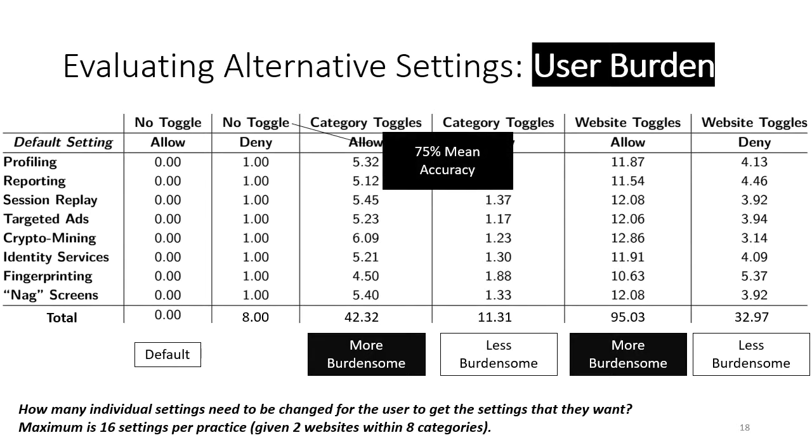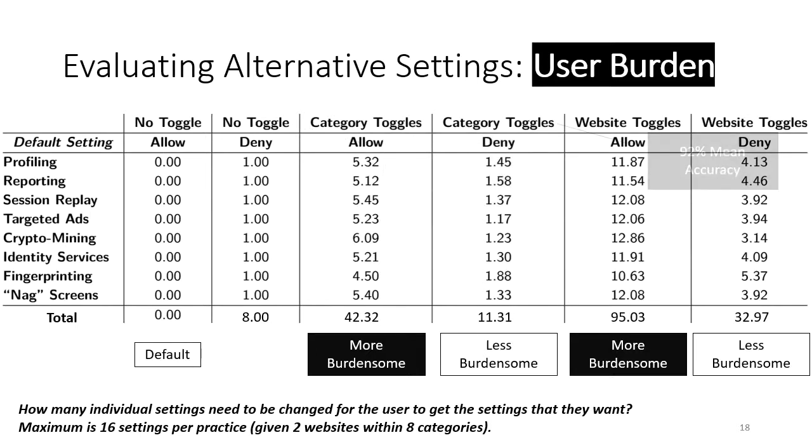The no toggle deny settings overall give a good improvement in accuracy, but still only about 75% overall. So this is a reasonable trade-off, especially considering that there's a very low level of user burden. But we certainly can do much better than that. After all, the category toggles with deny by default offered roughly 92% average accuracy, and yet also have a very low level of user burden associated with them. So we recognize that this might potentially be an optimal trade-off.